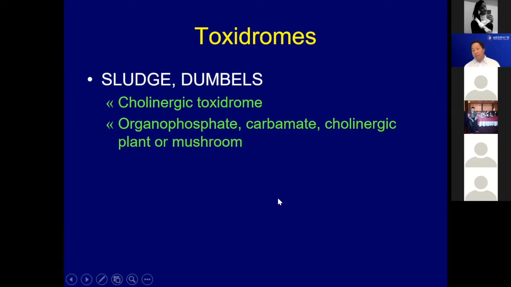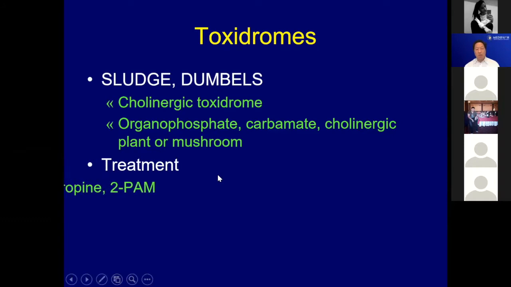So muscarinic is a type of cholinergic receptor, but it's not necessarily a plant. An example of a cholinergic plant might be poison hemlock. Socrates committed suicide by drinking poison hemlock. Basically he developed neuromuscular paralysis and then died. Also some poisonous mushrooms like Clitocybe or Inocybe. Next slide.